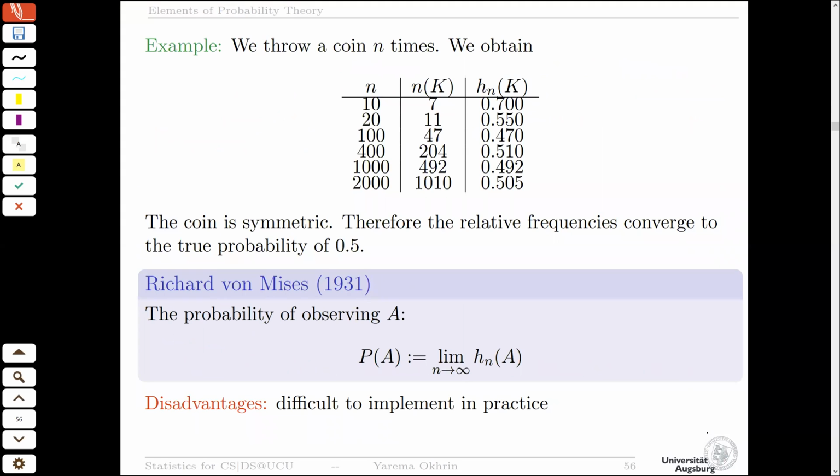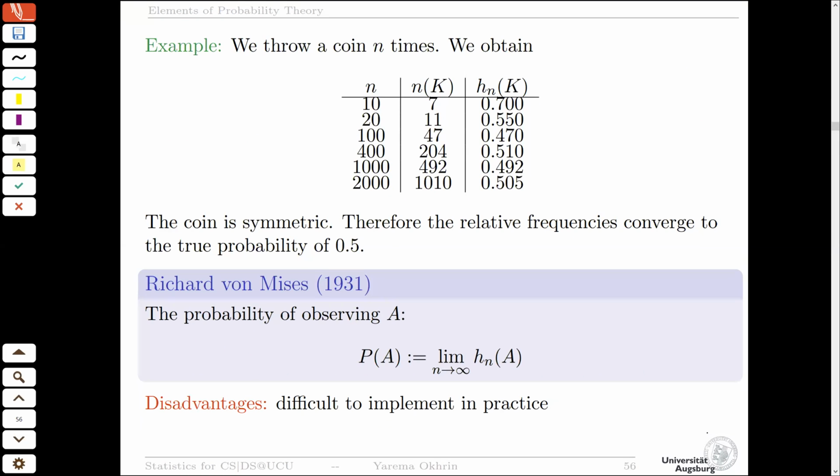Let's think about probability. Imagine you have a coin, and you want to check if it is a fair coin or not. It means you have to toss the coin and check how many heads and how many tails you get. For example, if you toss 10 times, you can get 7 heads and 3 tails, and so on and so forth.